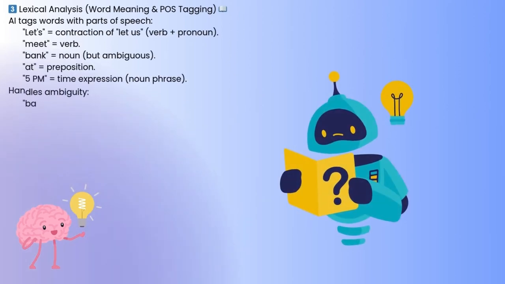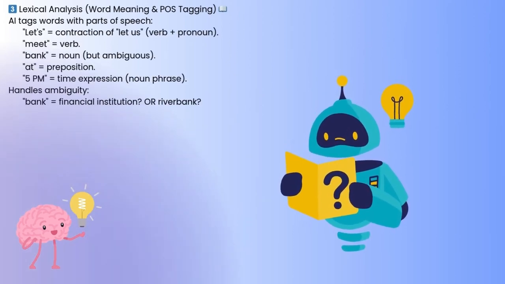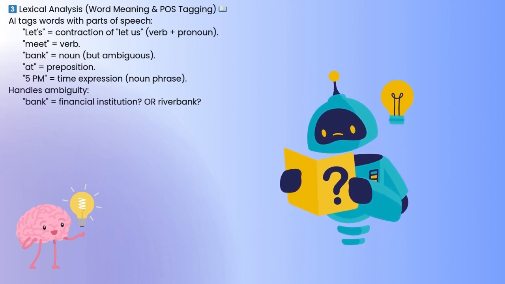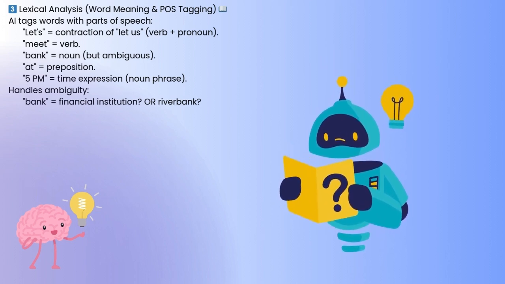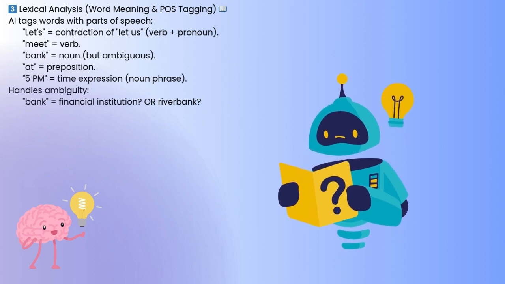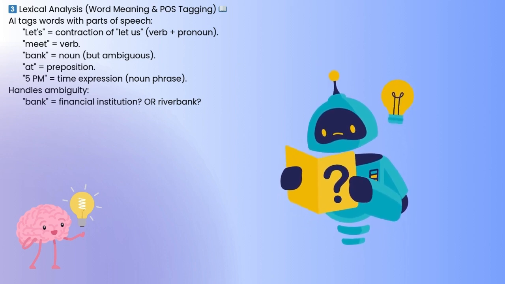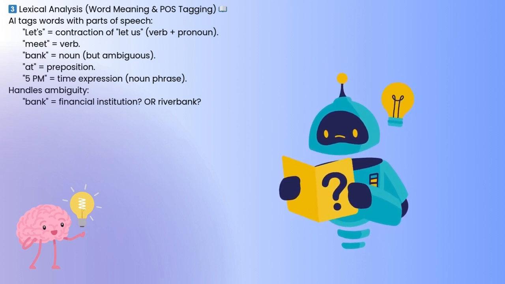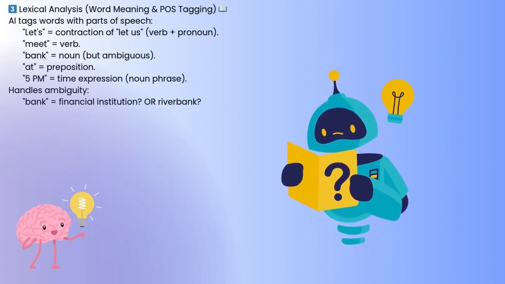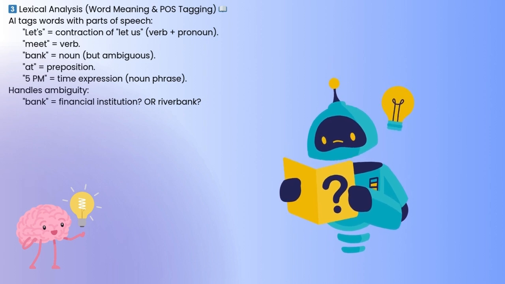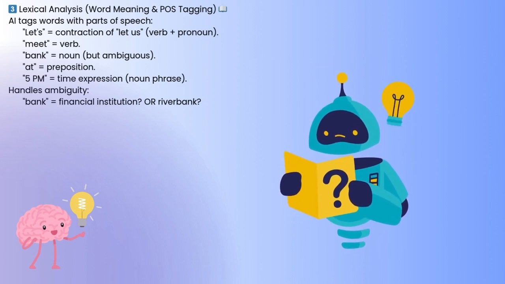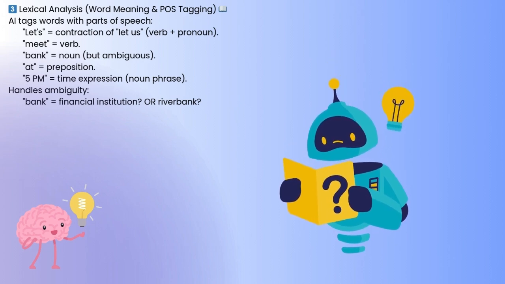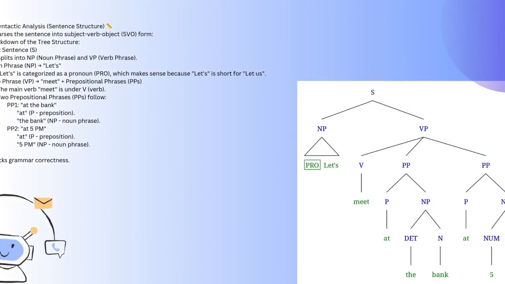Lexical analysis, word meaning and POS tagging. AI tags words with parts of speech. Let's equals contraction of let us, verb plus pronoun. Meet equals verb. Bank equals noun, but ambiguous. At equals preposition. 5 p.m. equals time expression, noun phrase. It handles ambiguity. Bank equals financial institution? Or riverbank?